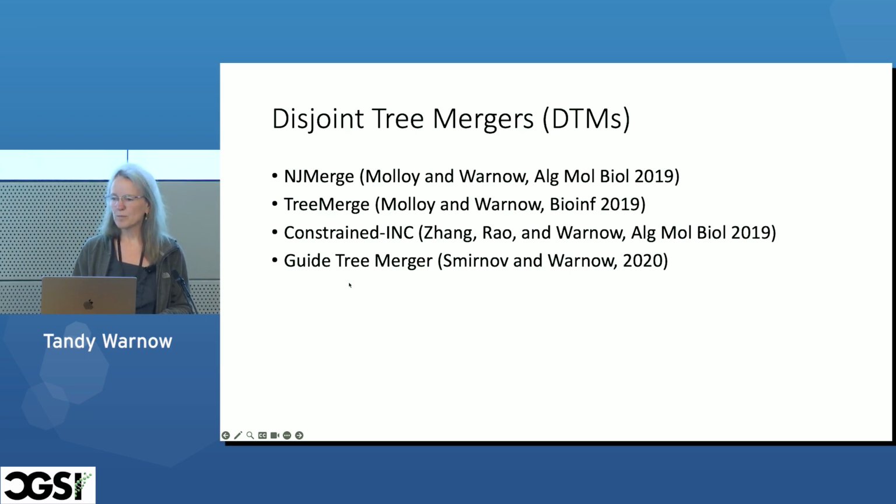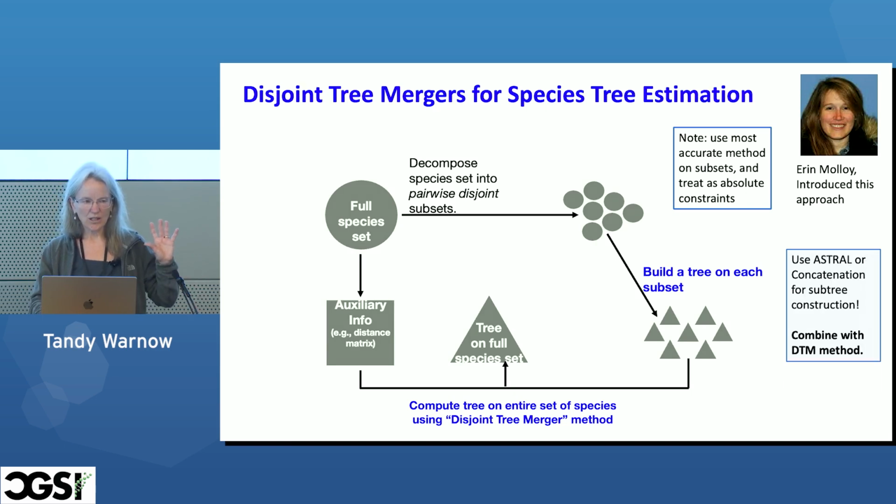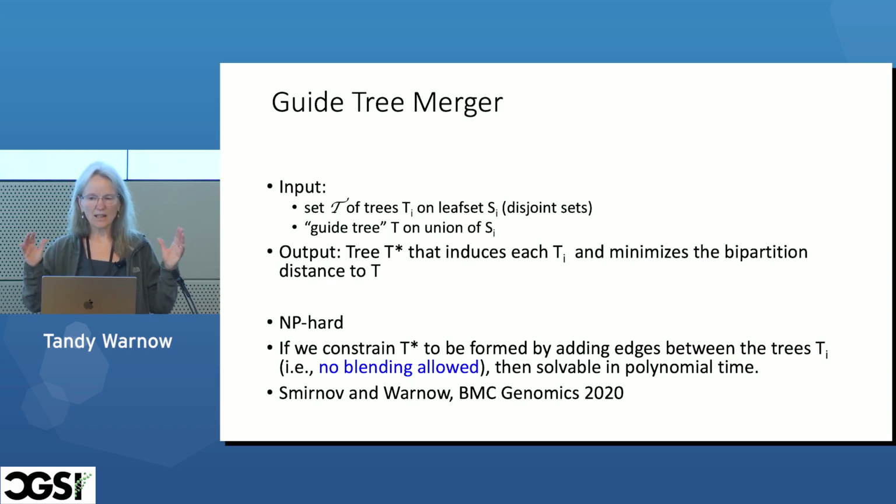Now, why do I find it bizarre? It's the method that doesn't allow any blending at all. So you maintain statistical consistency. You can combine these pipelines with any method you like and any disjoint tree merger you like. The guide tree merger is the one that's working really well. And the open problem is to get a better method.